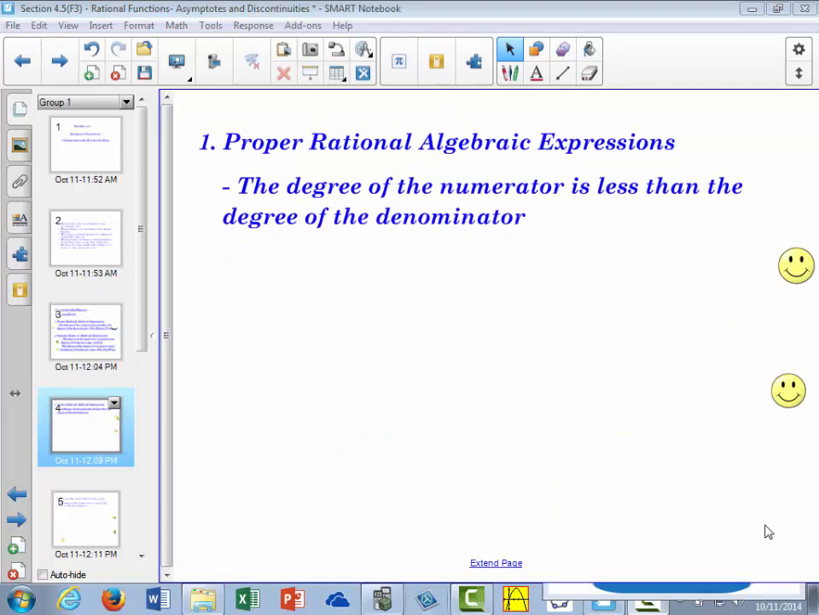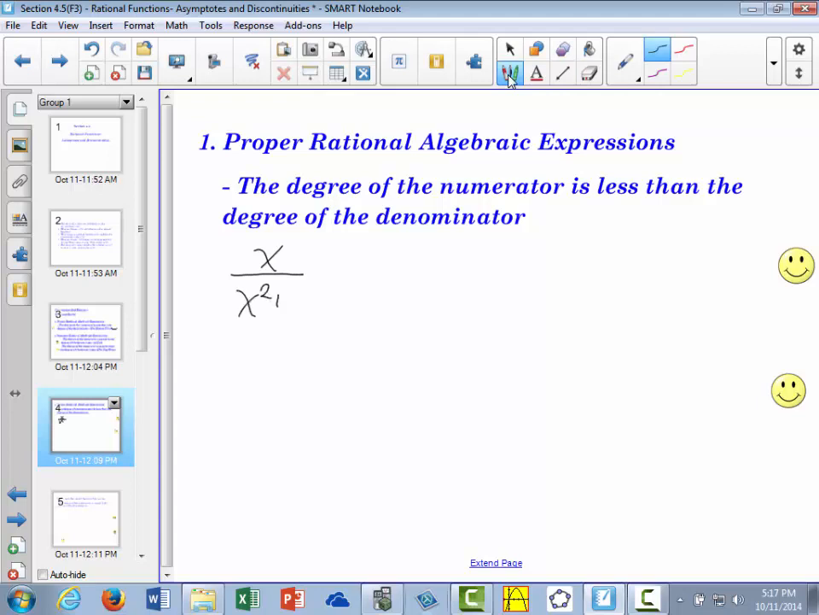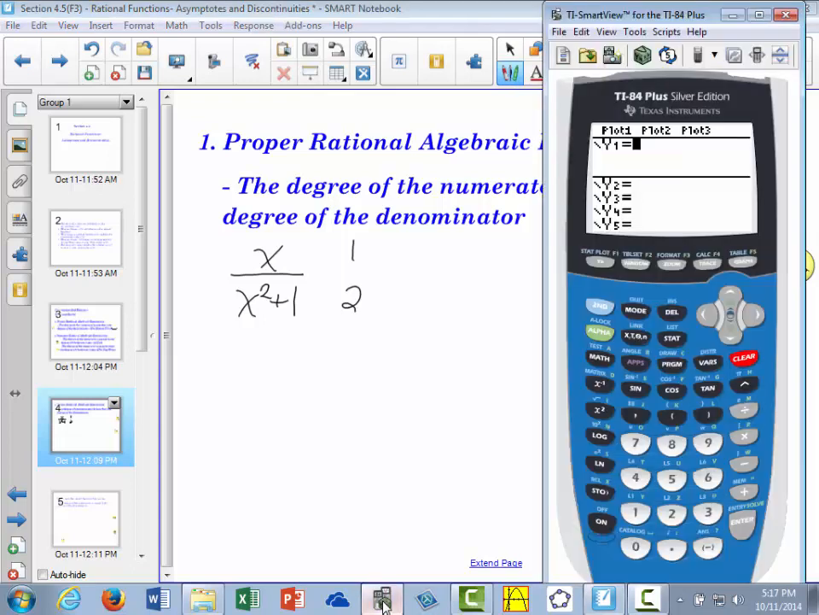And that's defined as when the degree of the numerator is less than the degree of the denominator. So let's create a nice proper algebraic expression. Let's try x over x squared plus 1, where the degree of the numerator is 1 and the degree of the denominator is 2. So the denominator has a greater degree than the degree of the numerator. So let's see what happens as x gets larger and larger to this function.